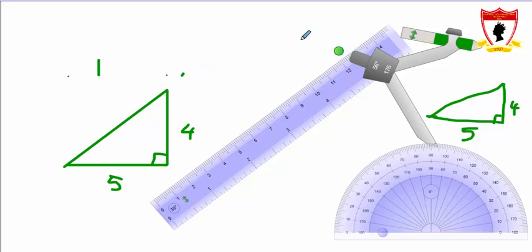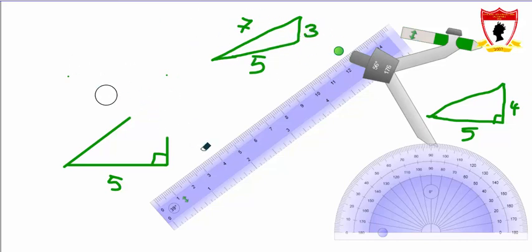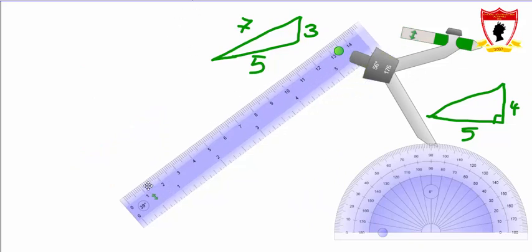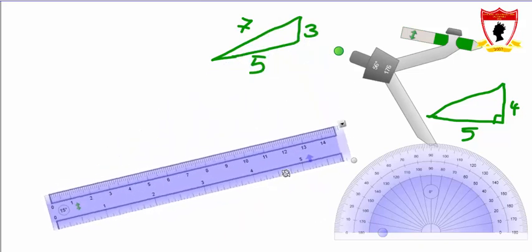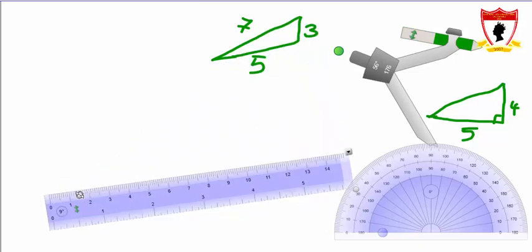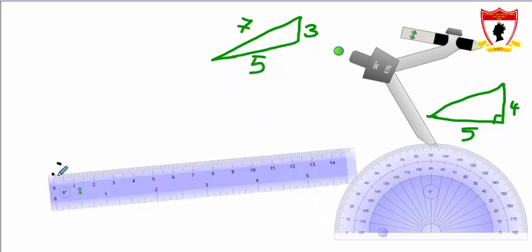Now if we have another triangle, a scalene triangle like this, let's say the side is 7, the side is 5, and the side is 3. Let's draw this accurately. We need to use compass and ruler, but as I told you, the first thing we're gonna draw is the base, which is 5 centimeters. That's how it looks from 0 to 5.